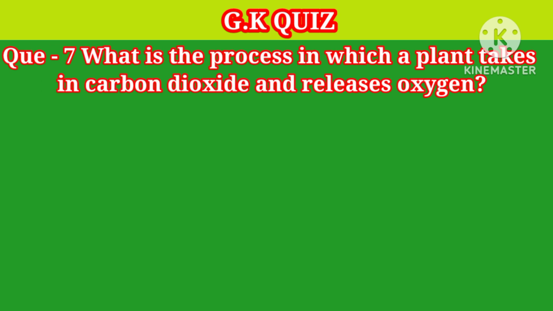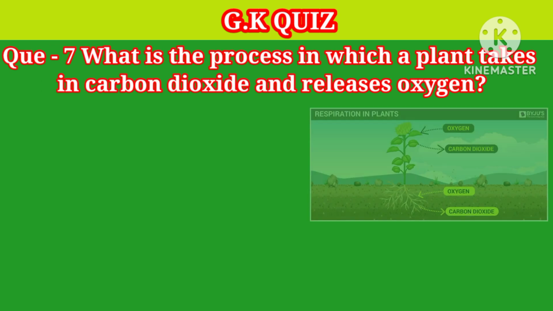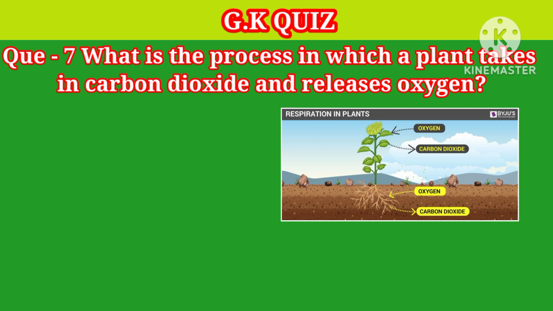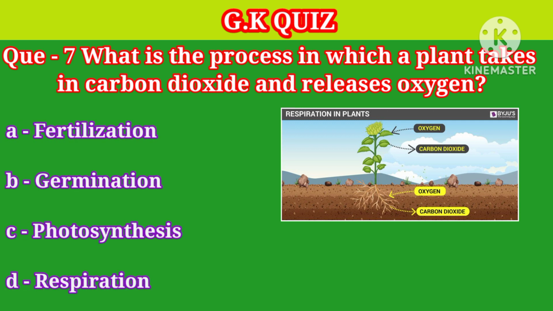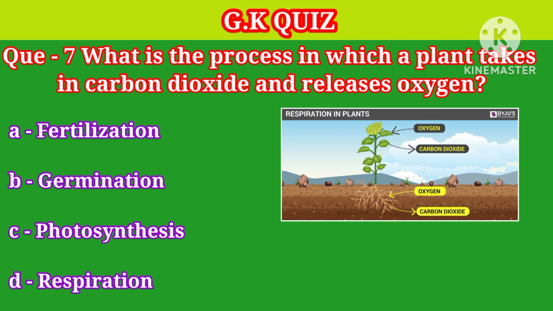Question number 7. What is the process in which a plant takes in carbon dioxide and releases oxygen? Your options: A. Fertilization. B. Germination. C. Photosynthesis. D. Respiration. Your right answer is respiration.